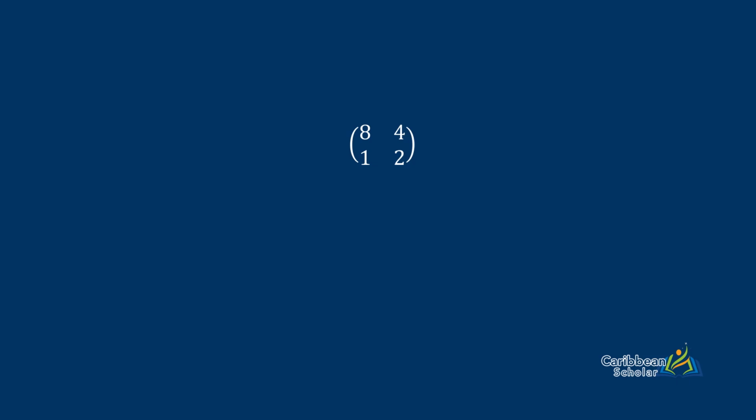So let's find the adjoint of the same matrix that we had from before. So just remember that we're using the form D, minus B, minus C, A. All right, let's fill in those numbers. So we swapped A and D, so we can fill in 2 and 8. Now we just need to switch the signs of C and B, so we end up with minus 1, minus 4. So in the end, we have 2, minus 4, minus 1, and 8.